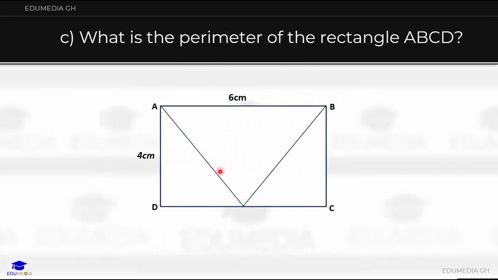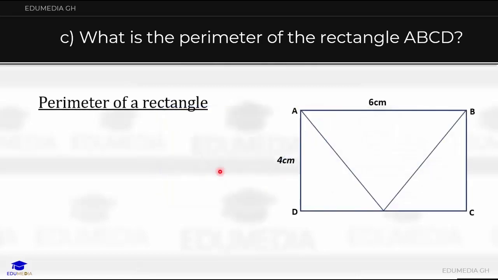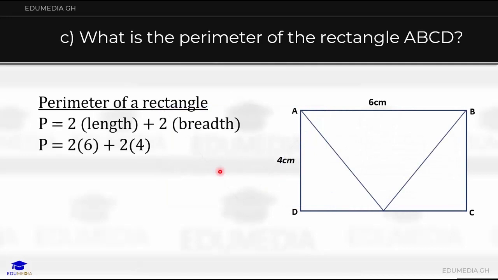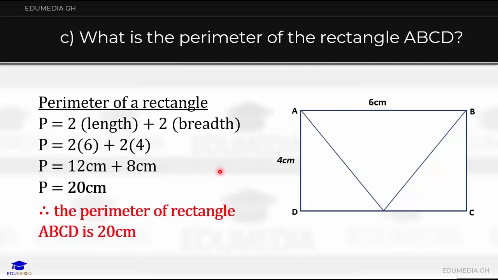The next question is, what is the perimeter of the rectangle ABCD? The perimeter of this rectangle is 2 times 6 plus 2 times 4. Remember that we have calculated line AD, that is 4, in the first working that we did. So we can substitute the numbers in, and the perimeter of rectangle ABCD is 20 centimeters.